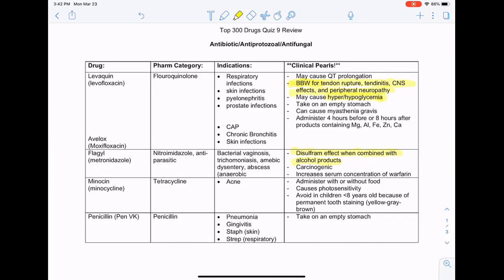And it also increases the serum concentration of warfarin, which is important to know because if you're going to be increasing somebody's serum concentration of warfarin, that means that they're at a higher bleeding risk. So not good. So it's important to look into the profile when you're dispensing this medication and get an idea of what other medications they're on.